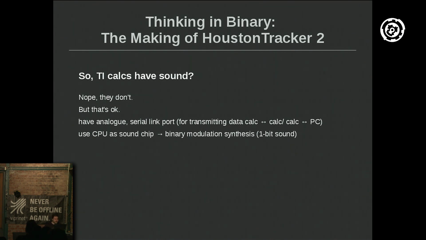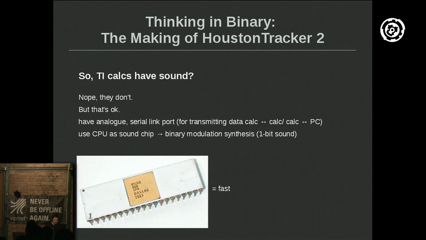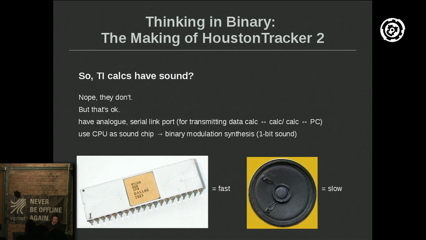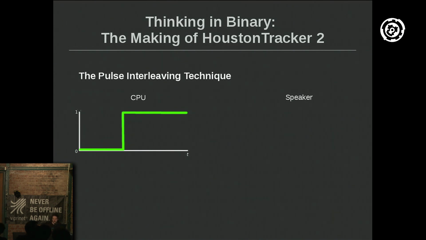And there are several ways you can go about doing this. The one that HoustonTracker uses relies on the fact that CPUs are fast, but loudspeaker cones are actually pretty slow, at least when you compare them to CPUs. Imagine the CPU switches one of its ports from 0 to 1. This happens pretty much immediately. Of course, there's a number of cycles, but it's negligible if you compare it to what the speaker cone does. Because the speaker cone has natural inertia, so it takes a while before it reaches the expanded state when it is first in the contracted state.